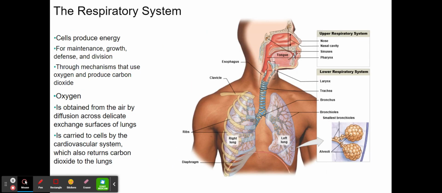So when we think of the respiratory system, we generally think of breathing, pulling air into and out of our bodies. However, an efficient respiratory system must do more than merely move air. Cells need energy for maintenance, growth, defense, and division. Our cells obtain that energy mainly through aerobic mechanisms that require oxygen and produce carbon dioxide.